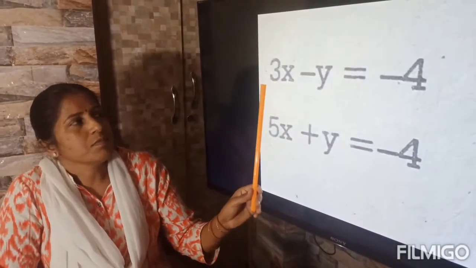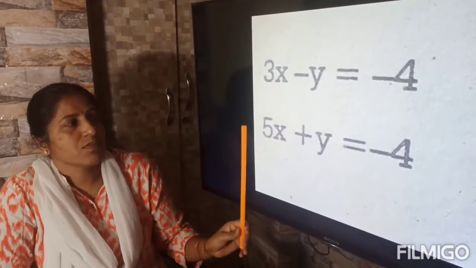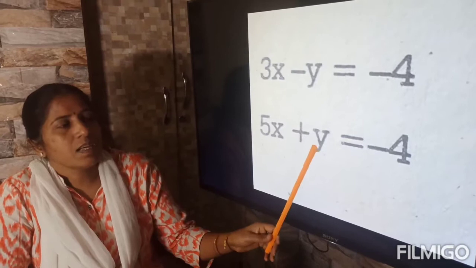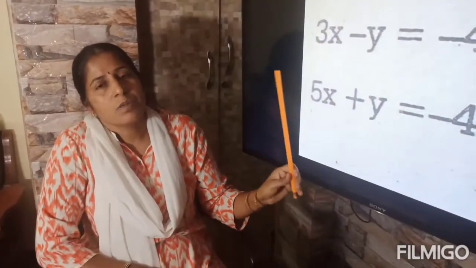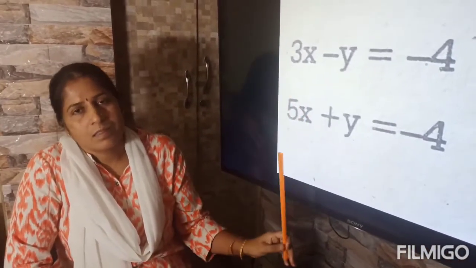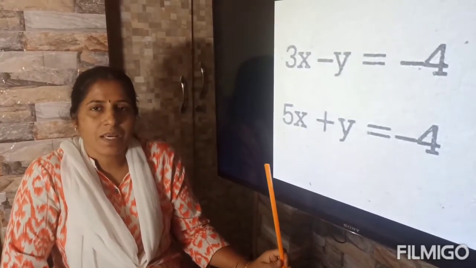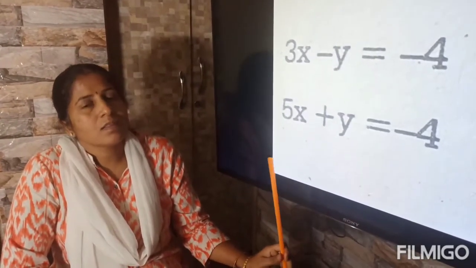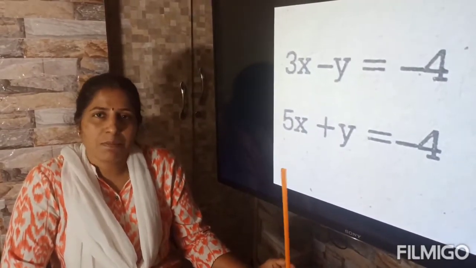In this sum, the given equations are 3x minus y is equal to minus 4, 5x plus y is equal to minus 4. For these two graphs you have to calculate the values and plot the graph yourself. Okay, this is a very important sum. You will definitely get 4 marks if you practice properly.